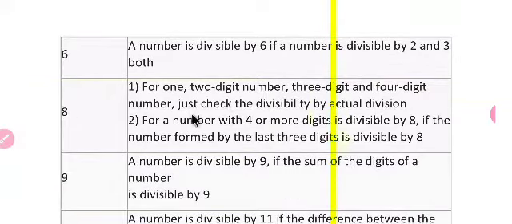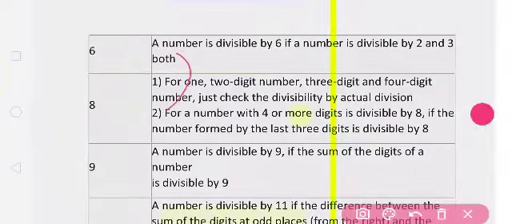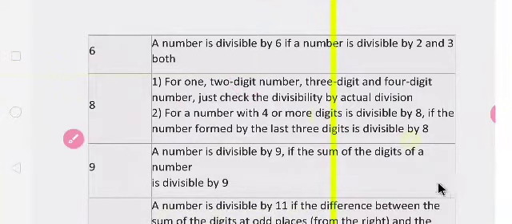Then for 8, for 1, 2, 3 and 4 digit numbers, we can just check the divisibility by actual division, like this one. But a number with 4 or more digits is divisible by 8 if the number formed by the last 3 digits is divisible by 8, as you have seen for divisibility by 4. For 4 we have seen the last 2 digits, but for 8 we have to see the last 3 digits, or the number formed by the units, tens and hundreds place. We will see this in our exercise questions.